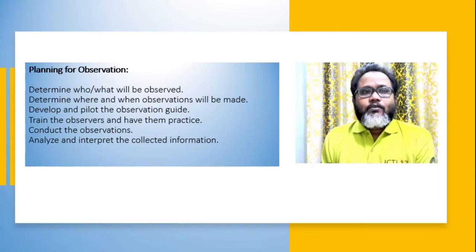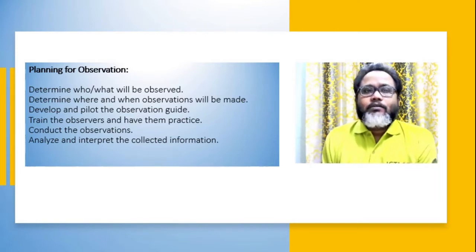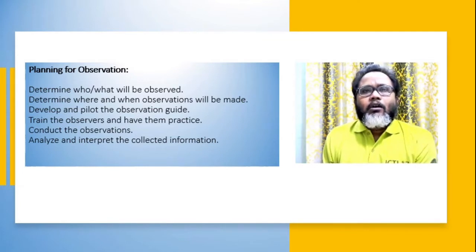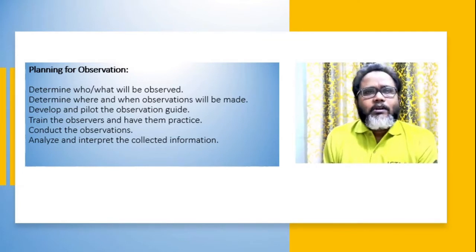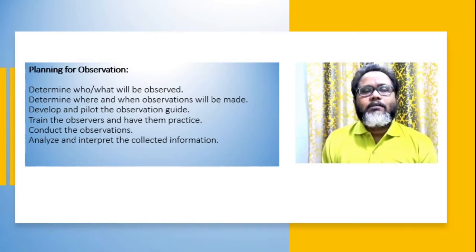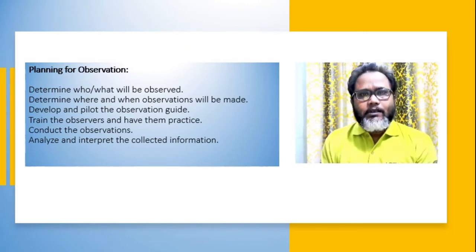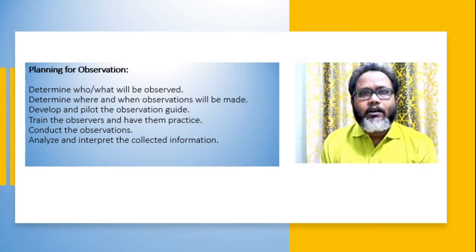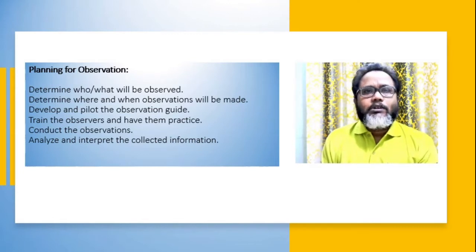And here the first and foremost point is the determination of who and what will be observed. The same thing applies if you go for documentary research, or metrics or web study, or whatever it might be. The first thing is that you have to select what you are going to observe, and who you are going to observe, specifically for the studying of people, or a particular community, a particular group.